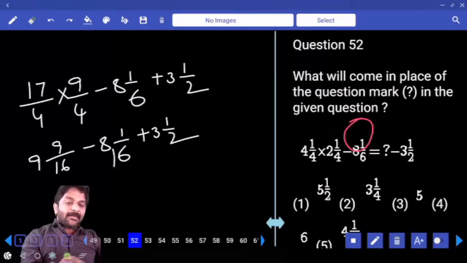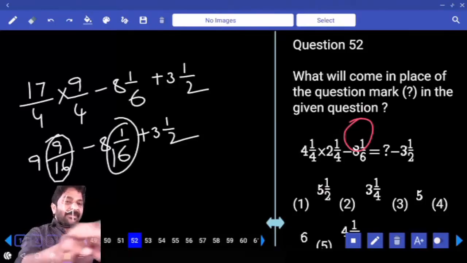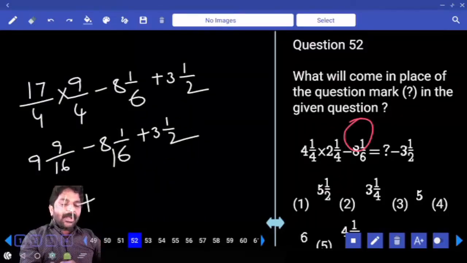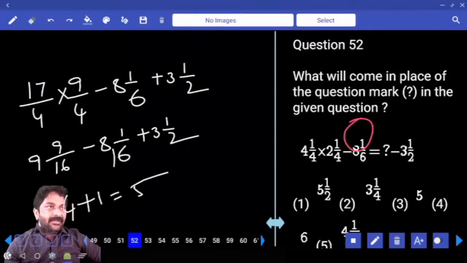Right, if it is 16, come on, integer, that is 4 only. 9 by 16 minus 1 by 16. 8 by 16 in the sense 1 by 2. 1 by 2 plus 1 by 2, 1. Total answer 5, that's all. You don't have to go for LCM.